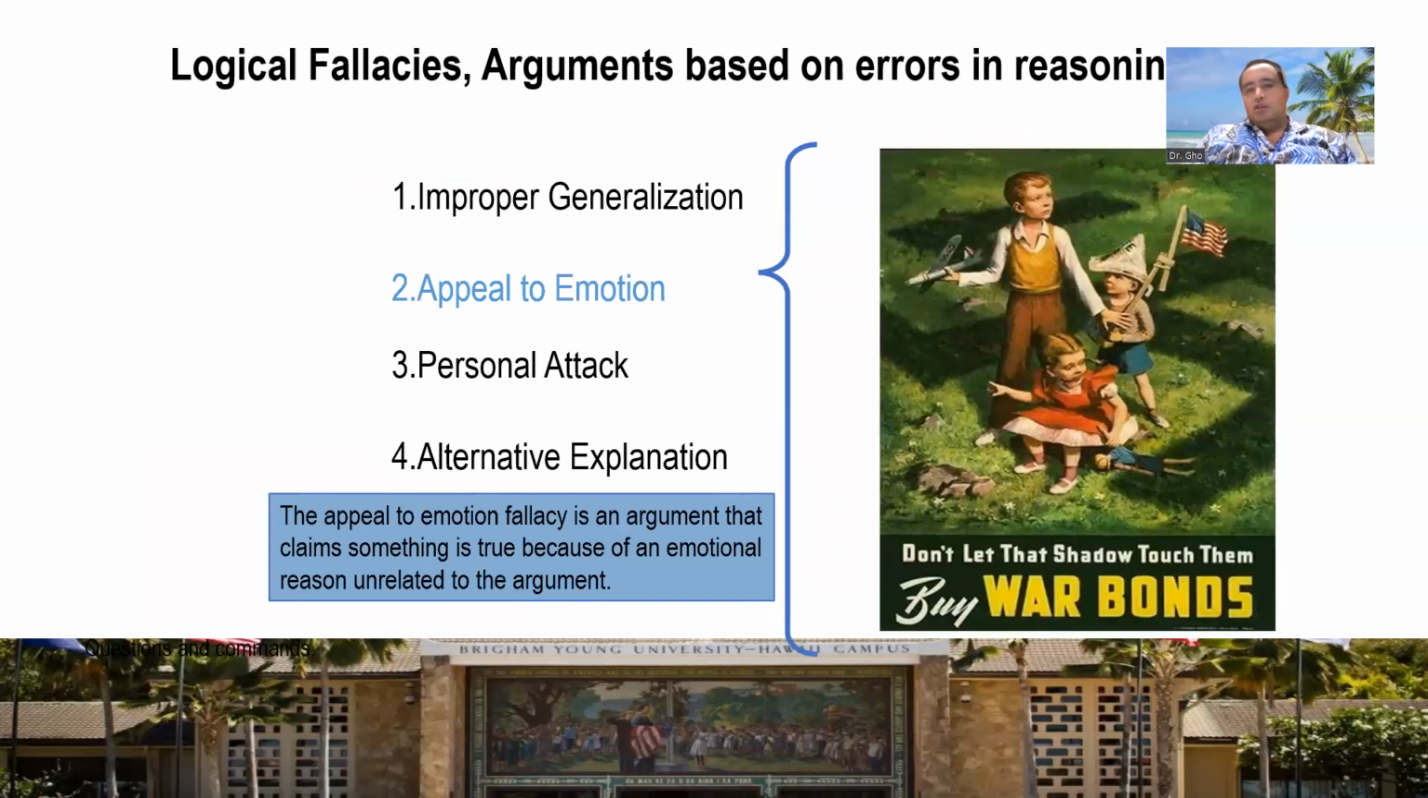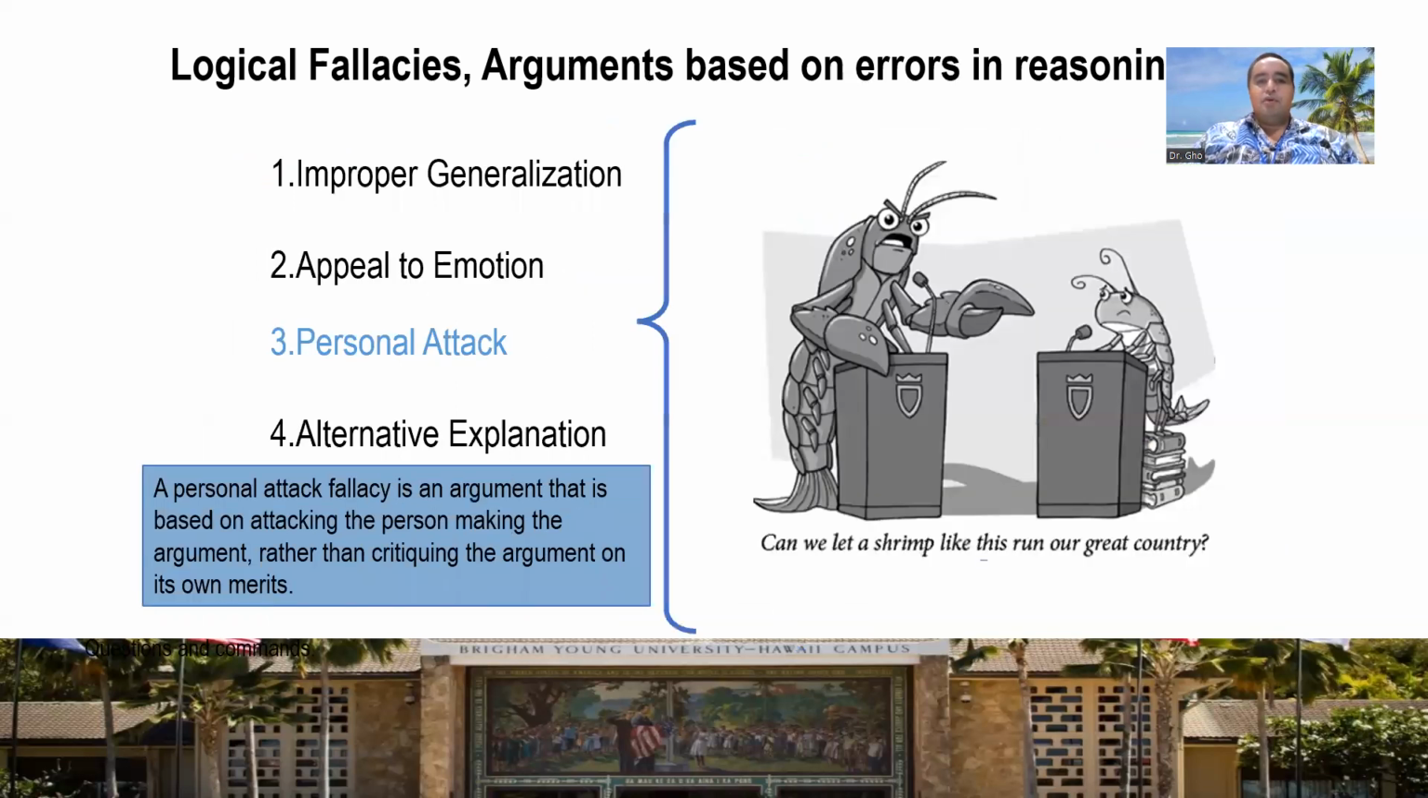Appeal to emotion. Here's something from World War II. Don't let the shadow touch them, buy war bonds. It's an argument that claims that something is true because of an emotional reason unrelated to the argument. And so here you want to protect the children by buying war bonds. Personal attack. There's a lobster and a shrimp in some sort of election debate. Can we let a shrimp like this run our great country? Maybe, maybe not, but that's a personal attack. The fallacy is an argument that is based on attacking the person making the argument rather than critiquing the argument itself on the argument's own merits.